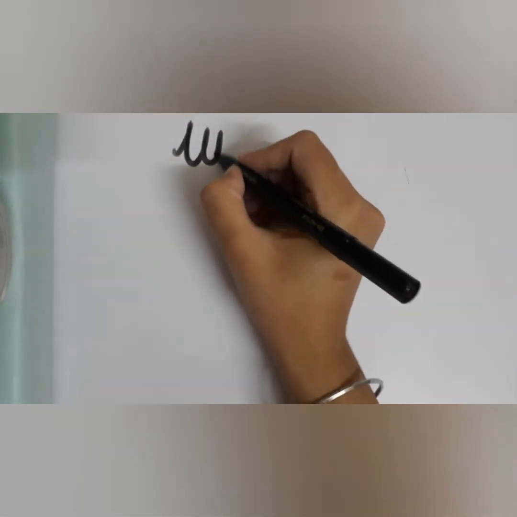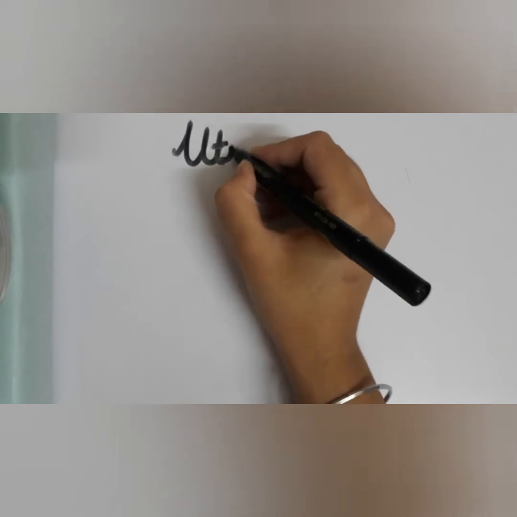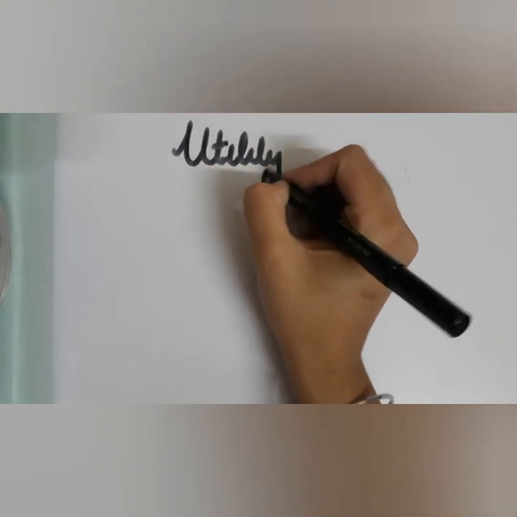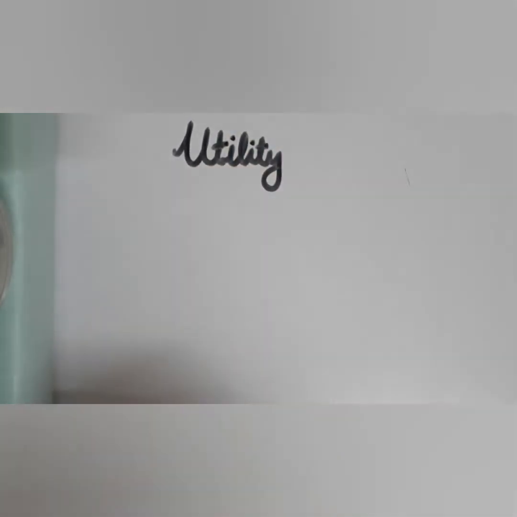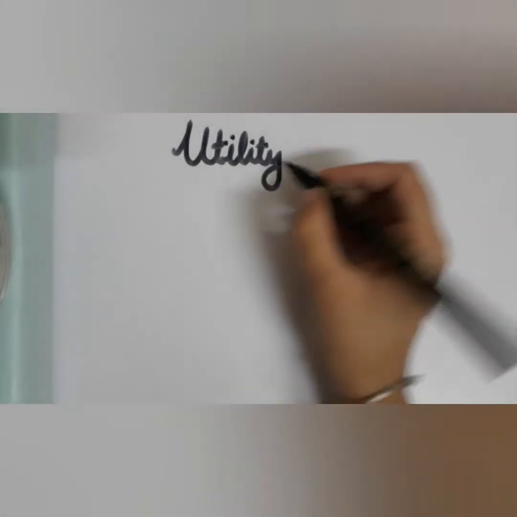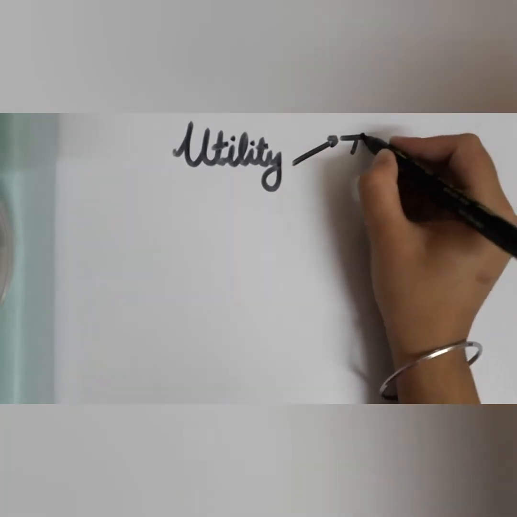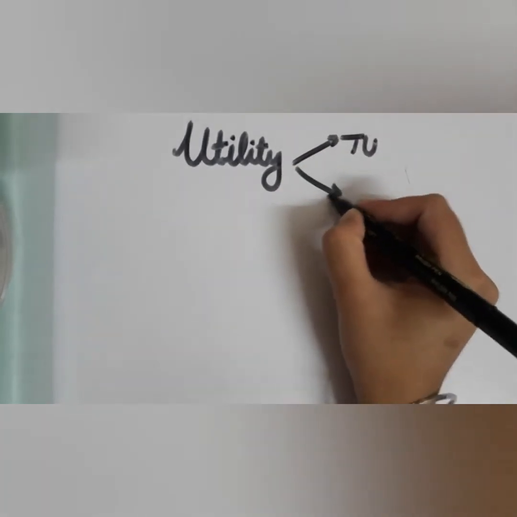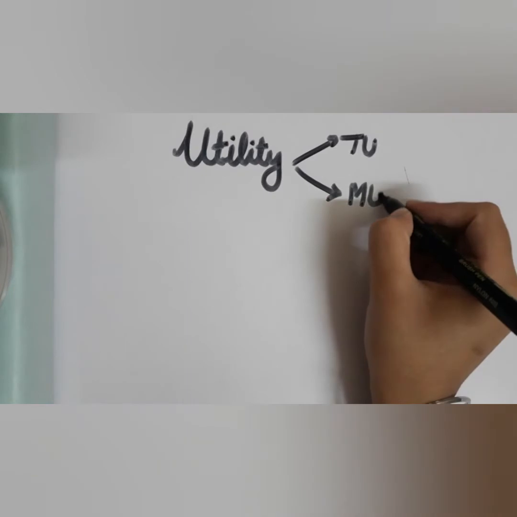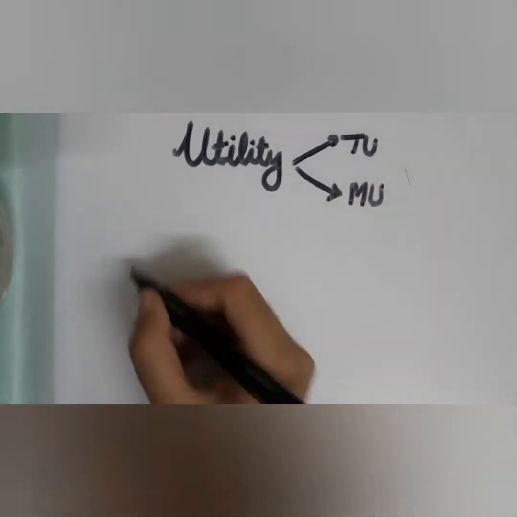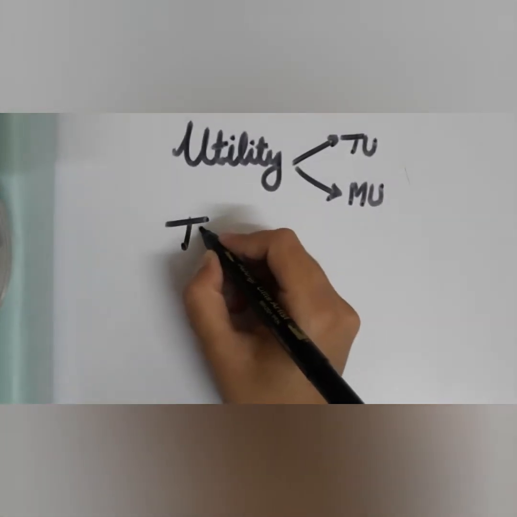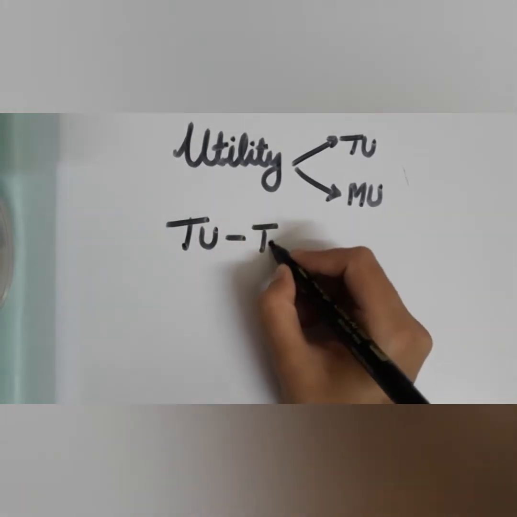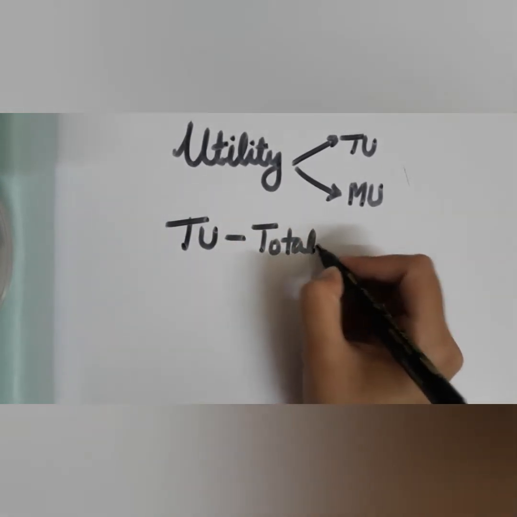Now we will be discussing the concept of utility. So starting with utility. Utility is having two main concepts. The very first one is total utility, that is TU, and the other one is MU, that is your marginal utility. First of all we will talk about TU. This is total utility.